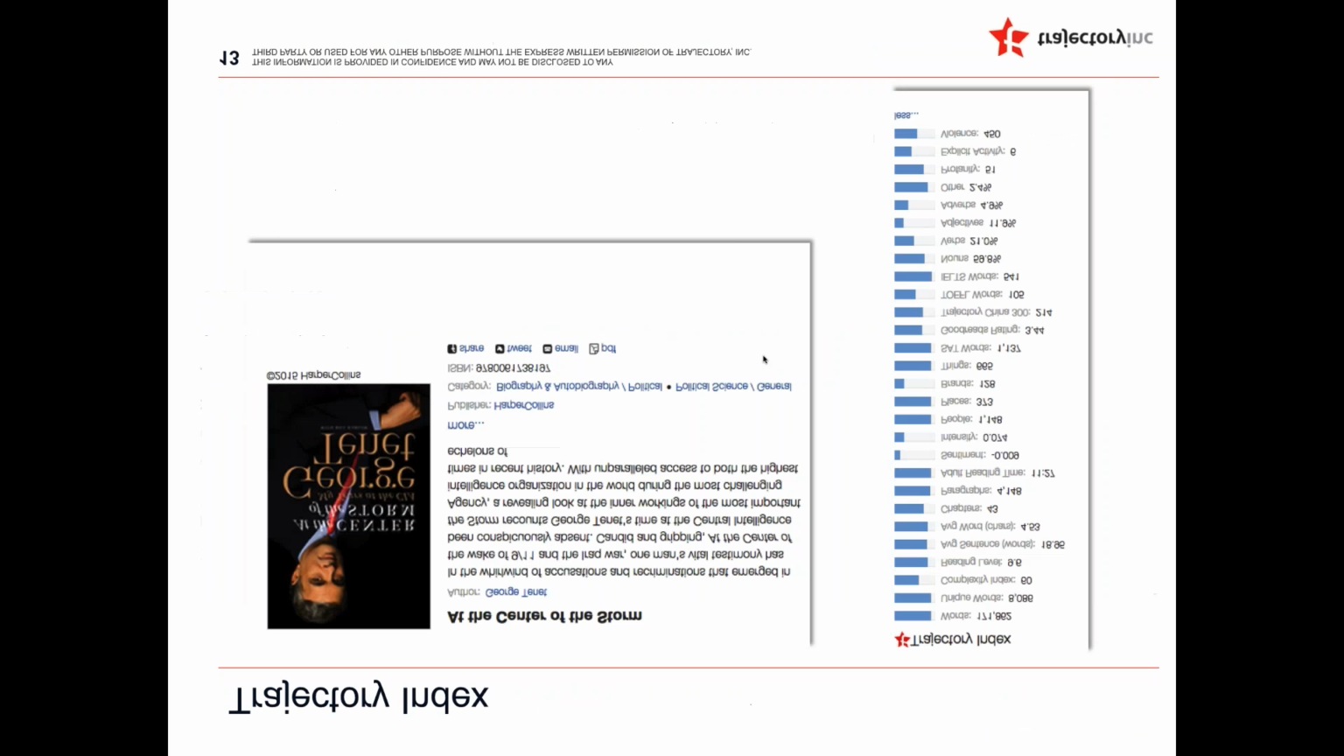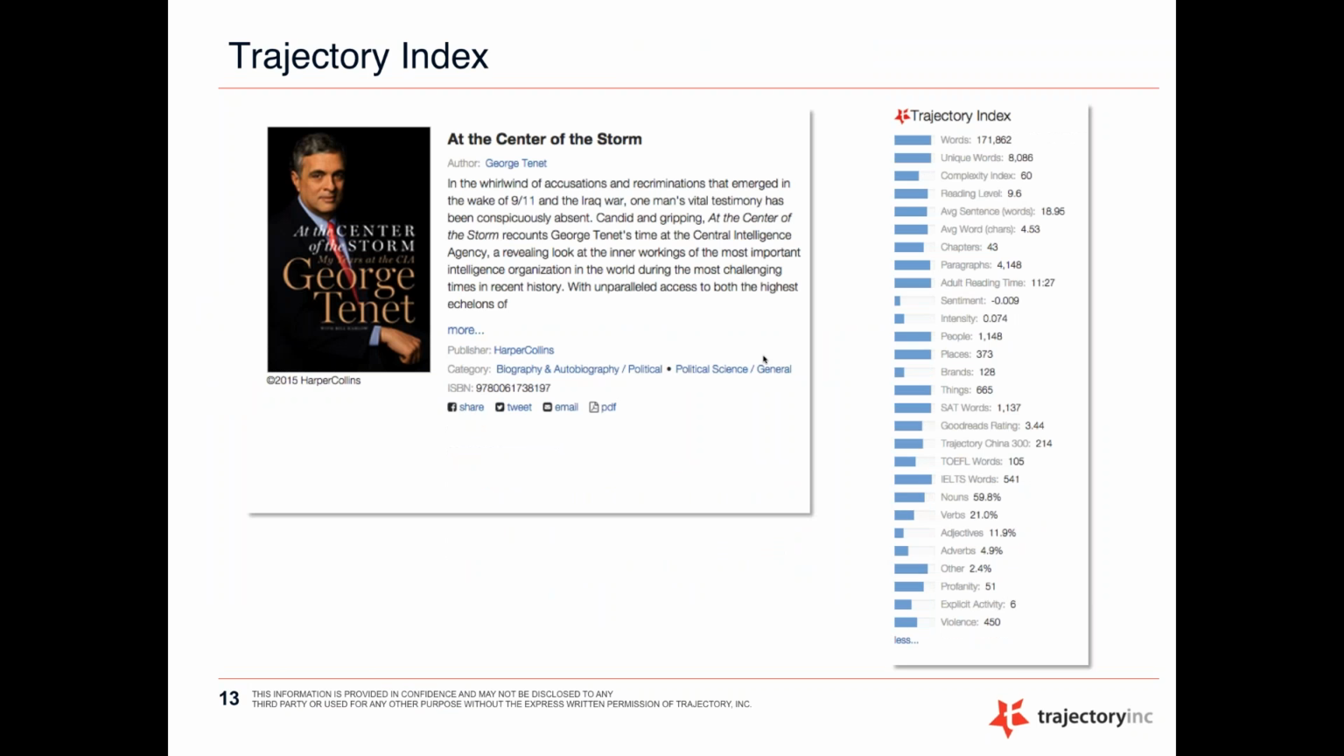And then here's an example of what the trajectory index is and the way that some of the data could be presented. We're looking at complexity level. We're looking at people as people, places as places, brands as brands, and other types of interesting information.